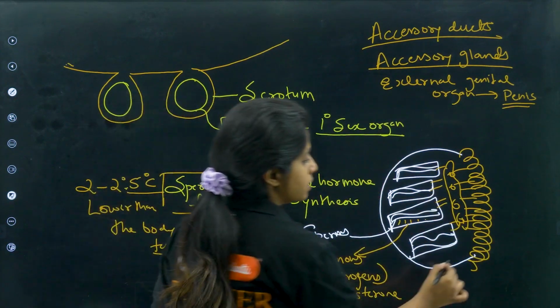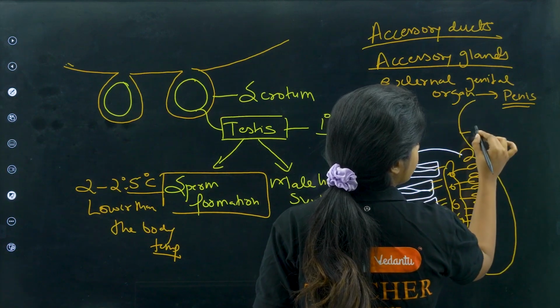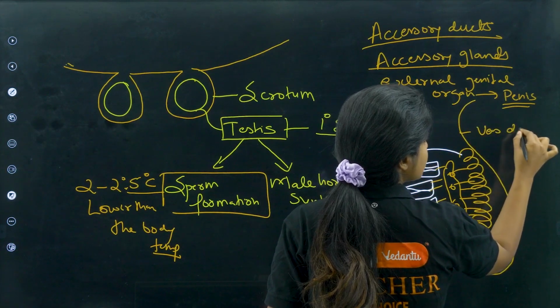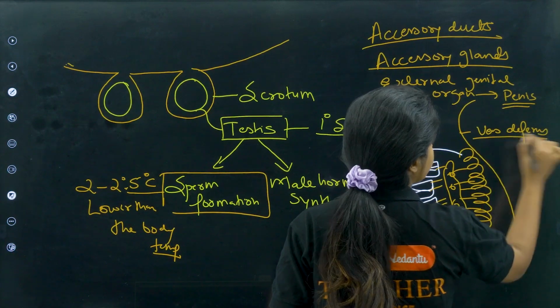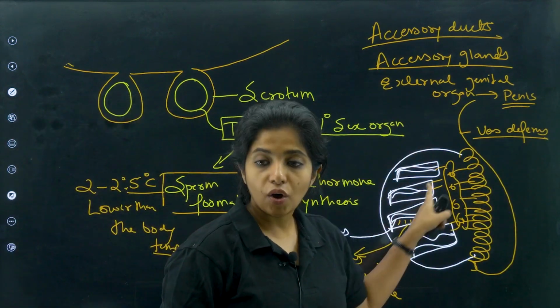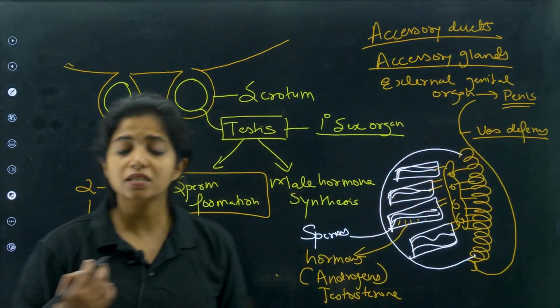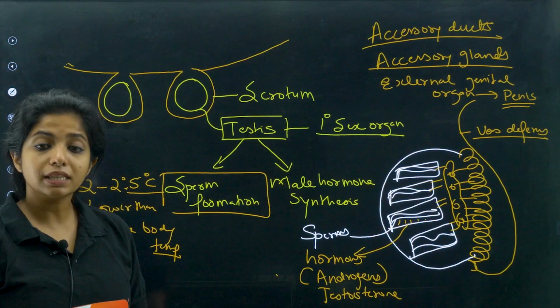From epididymis, things will be going to the urinary bladder with the help of something known as vas deferens, which is very, very important for you to learn. What is it, children? Vas deferens. So from here to here, all of them are accessory ducts only. They are going to transport things. Where is this duct going, my dear children?